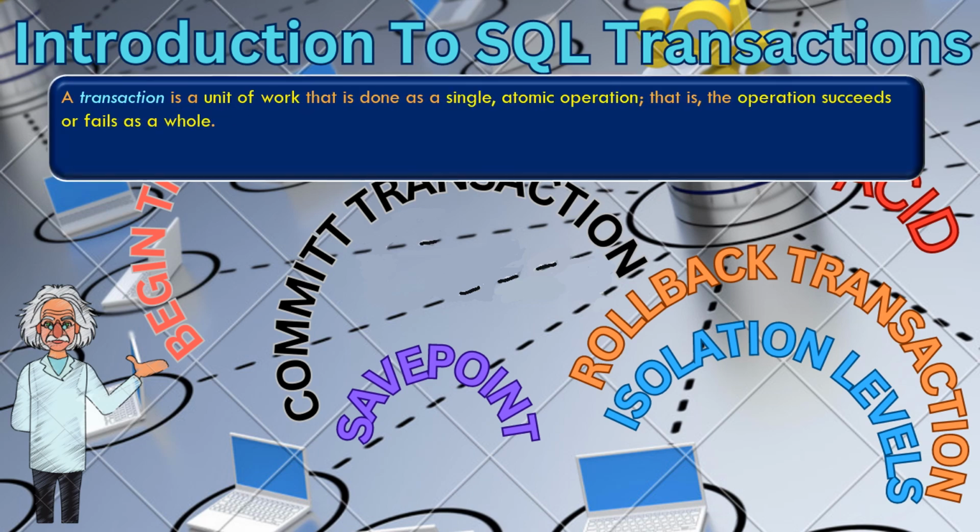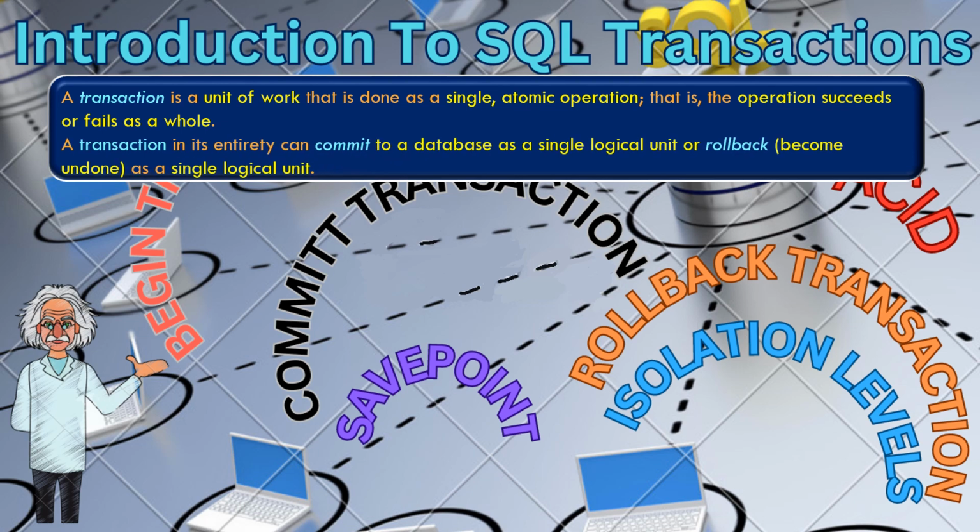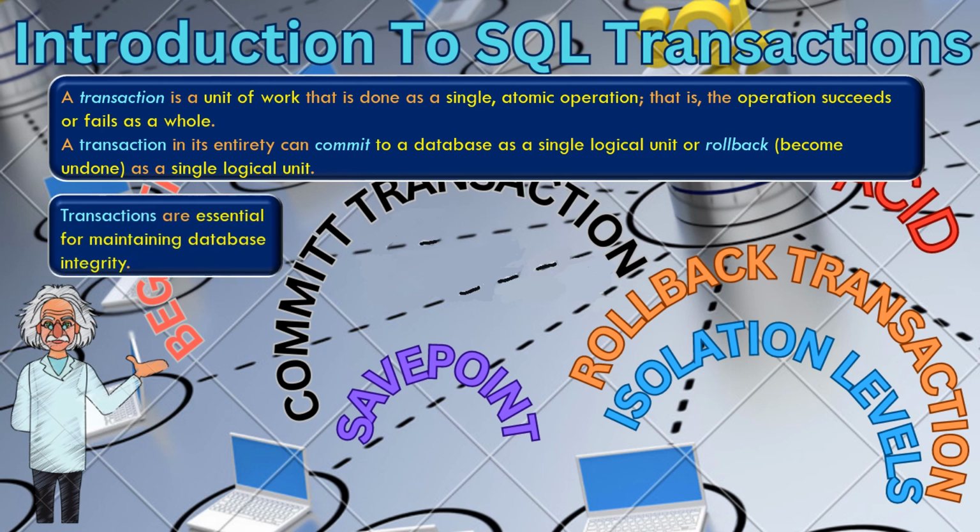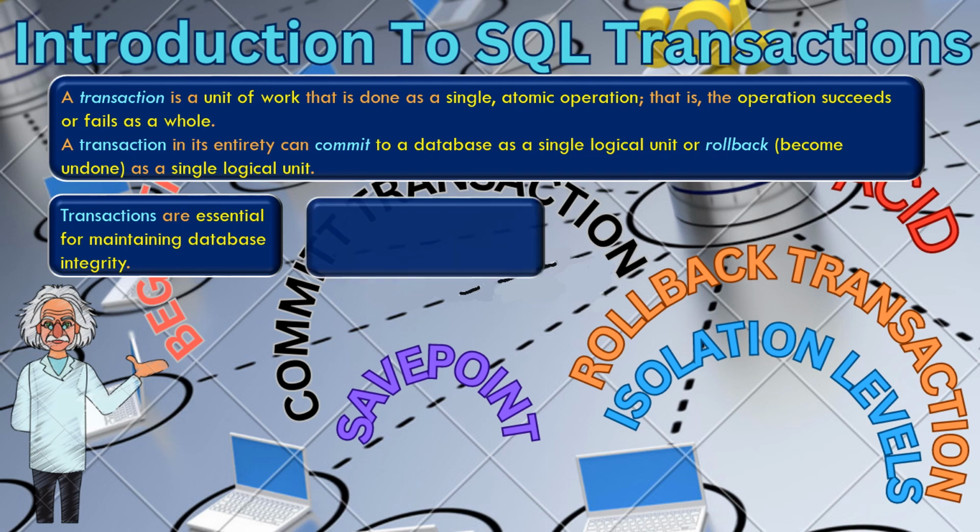A transaction is a unit of work that is done as a single atomic operation. That is, the operation succeeds or fails as a whole. A transaction in its entirety can commit to a database as a single logical unit or roll back, meaning become undone, as a single logical unit. Transactions are essential for maintaining database integrity.